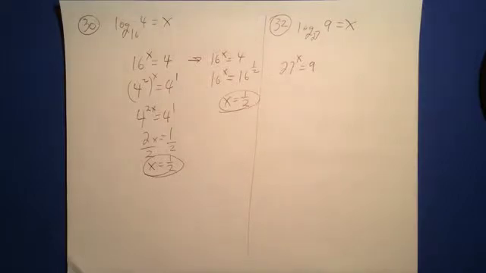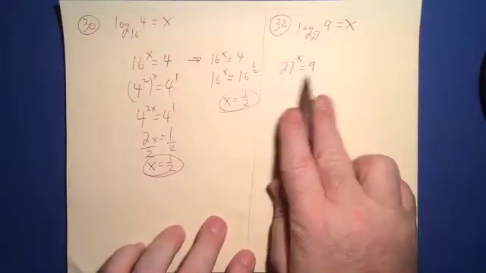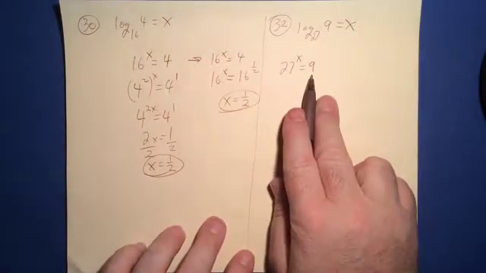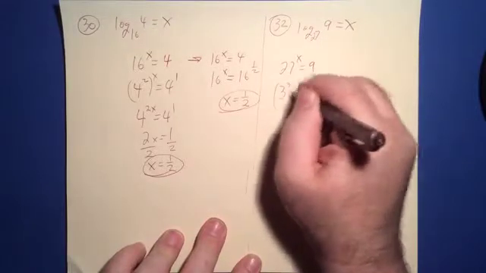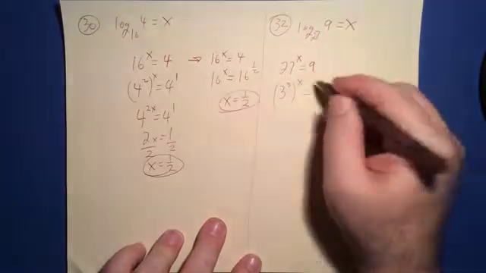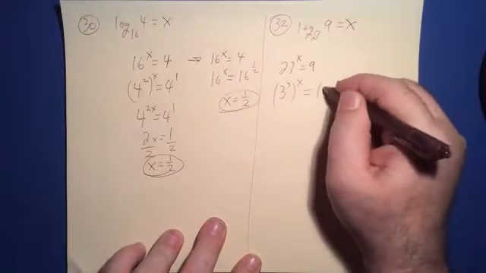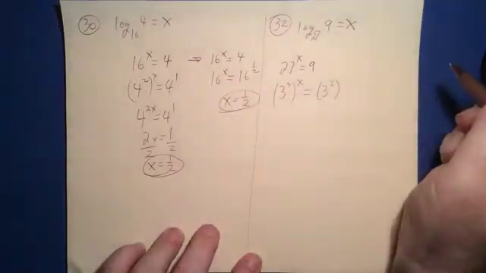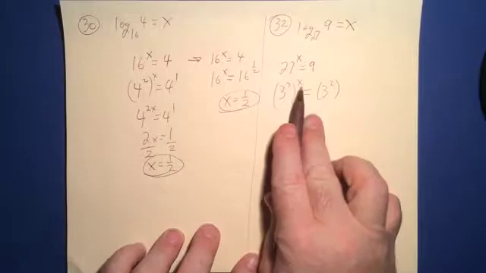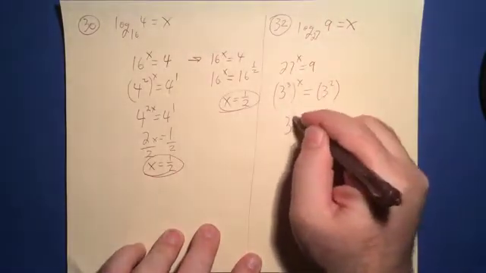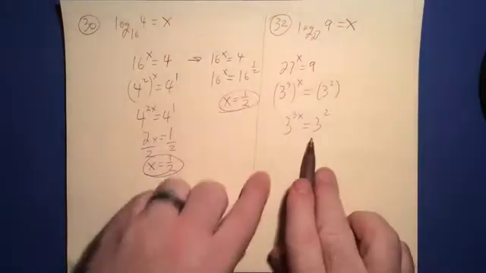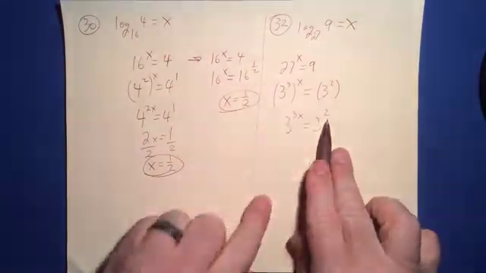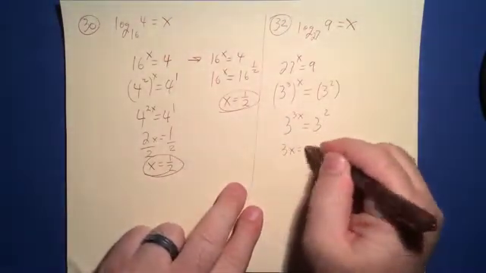But between these, we can rewrite these a little bit differently. For example, 27 and 9 share a common base of 3. So 27 I'm going to write as 3 to the 3rd raised to the x. And I'm going to say that 9 is equal to 3 to the 2nd. So I'm going to take the 3 and the x and multiply this here. So this is going to be 3 to the 3x, and that's going to equal 3 to the 2nd. Now that I have a common base with these exponents, I can set 3x equal to 2.